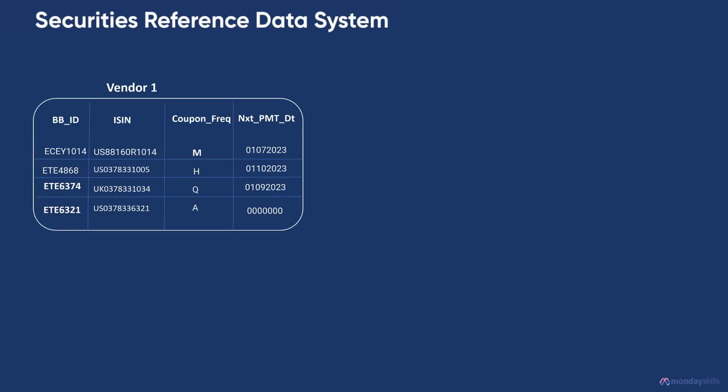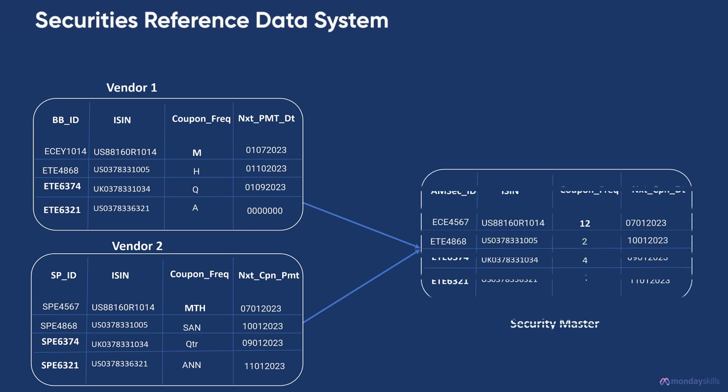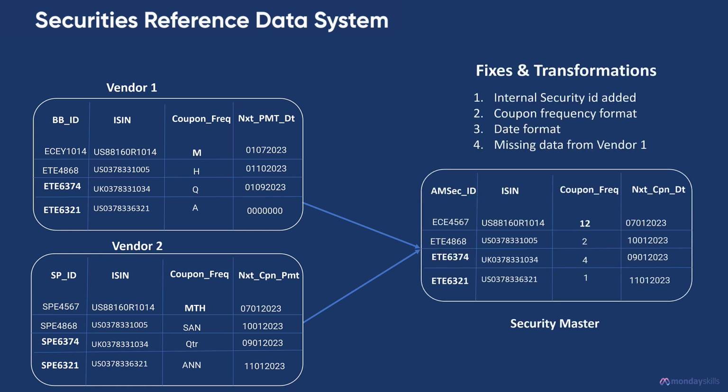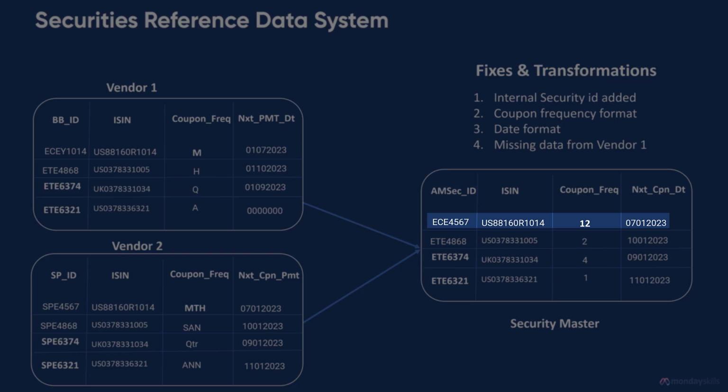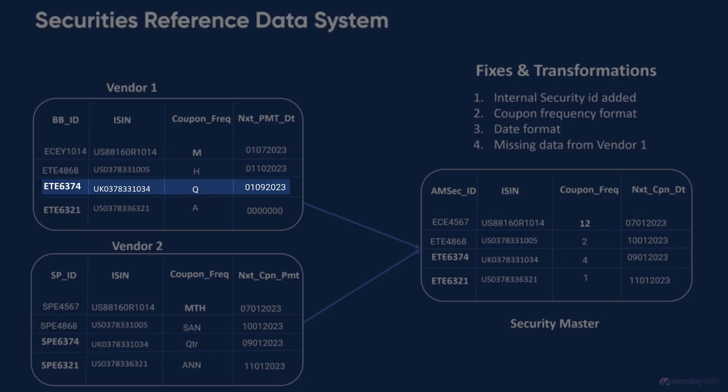The next step in the process is to transform the data. Different vendors may send in the same data in different formats and naming conventions, or the securities firm could be using a different format from the vendor. As an example, the securities firm may be using coupon frequency code as 12 for monthly, 4 for quarterly, 2 for half-yearly and 1 for annual, while the vendor may be sending in the frequency as M for monthly, Q for quarterly, H for half-yearly, and A for annual coupon payments.